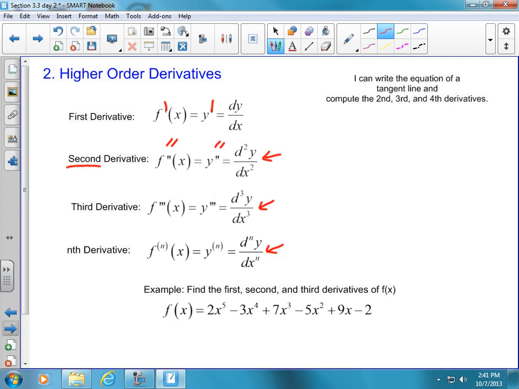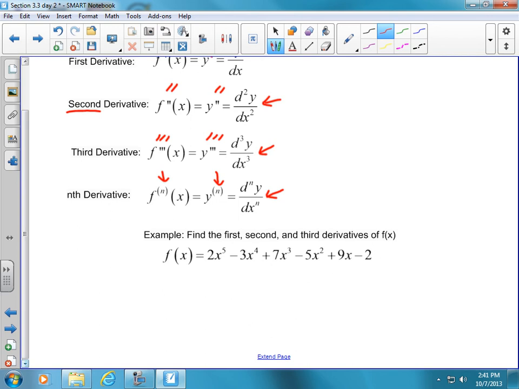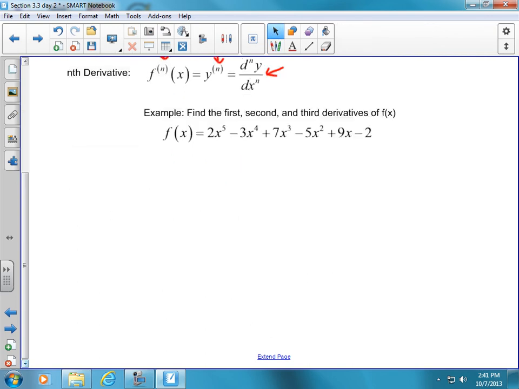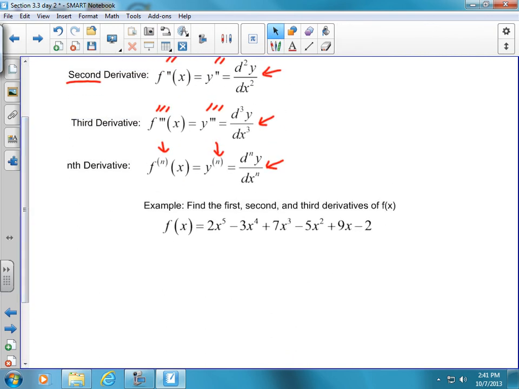You put the number in next to the d and then above the x. All right, third derivative, we have 3 prime marks. Third derivative, nth derivative, whatever number you want to put in there and whatever derivative you want to take. And that's how our notation goes for these. Let's do an example taking each derivative.